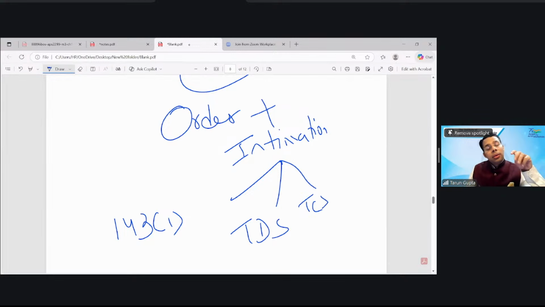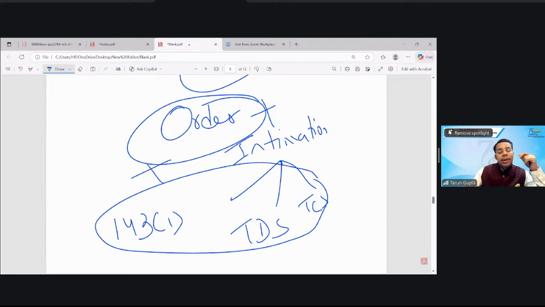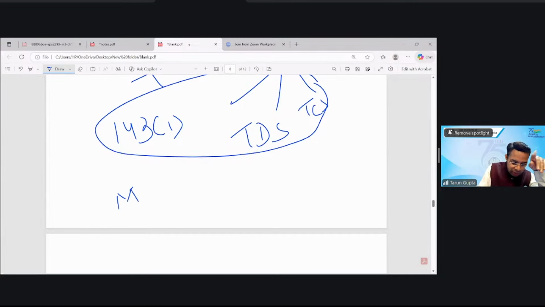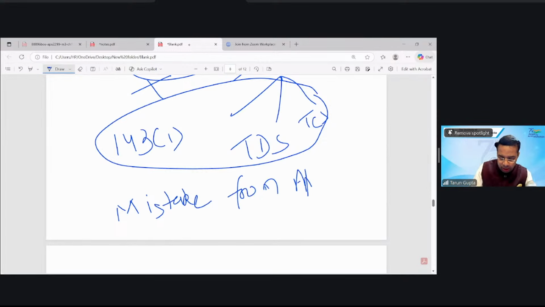So in case of TDS and TCS also, the assessee furnishes returns. Those returns are also processed, computerized, and intimation is issued. So all these three intimations plus the order can be rectified under section 154. But the rectification is limited to the mistake which is apparent from record. I hope things are clear.